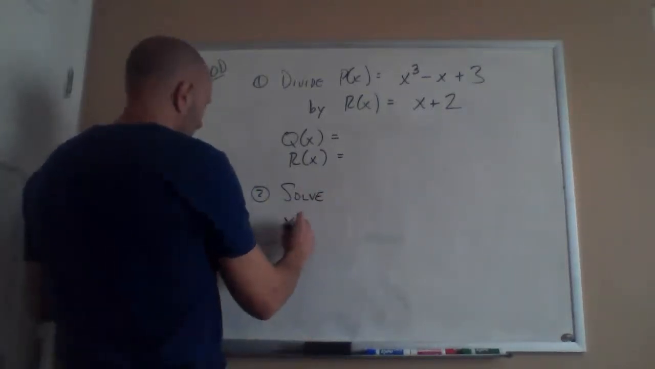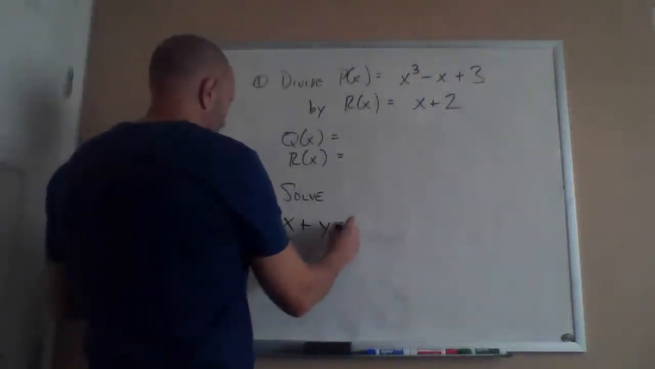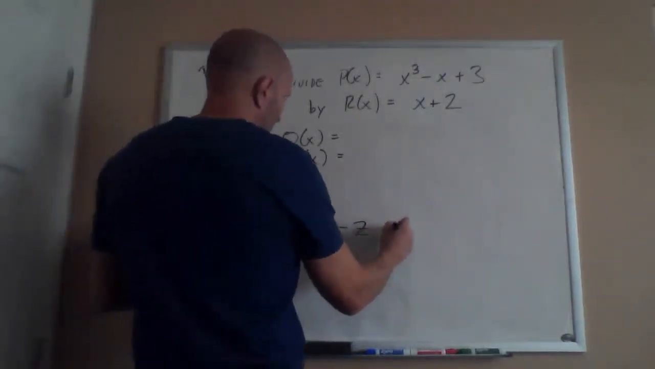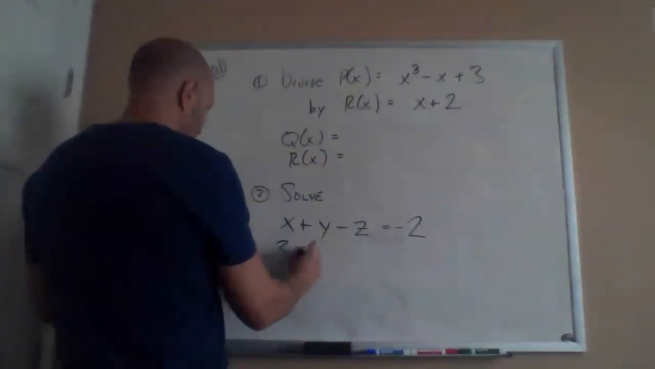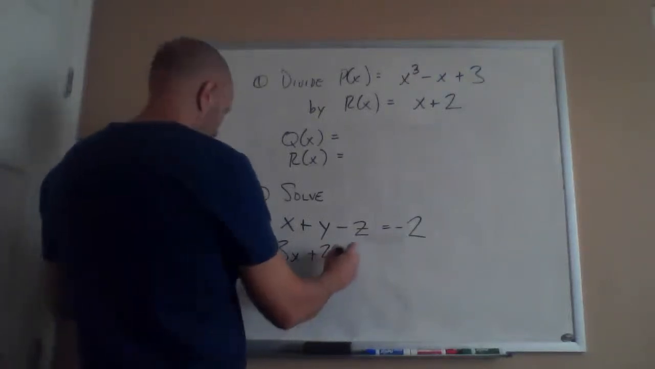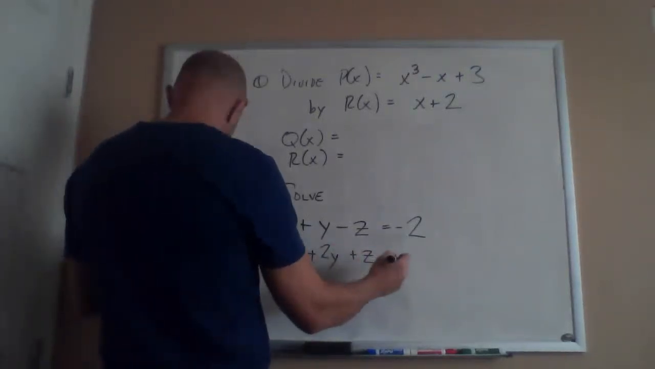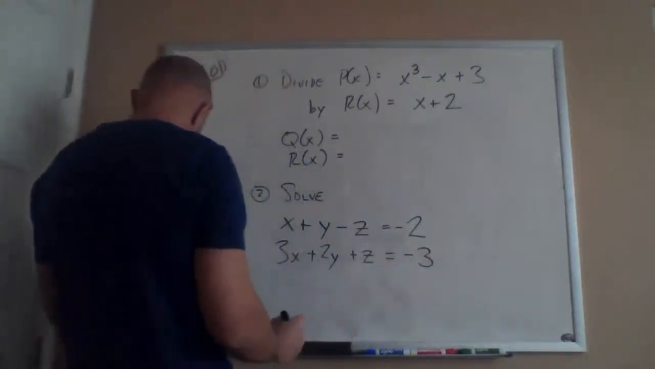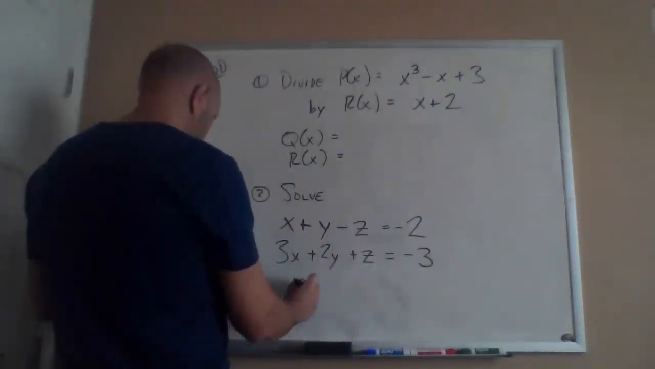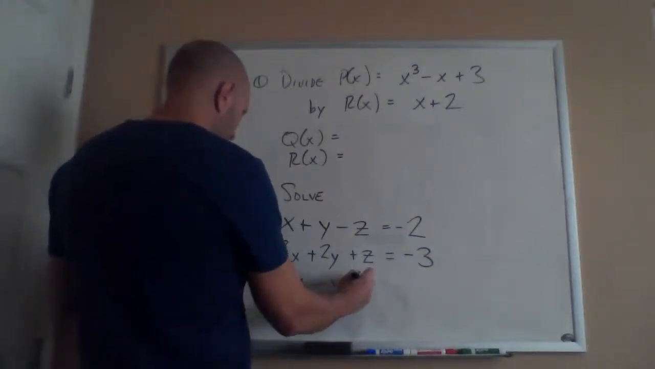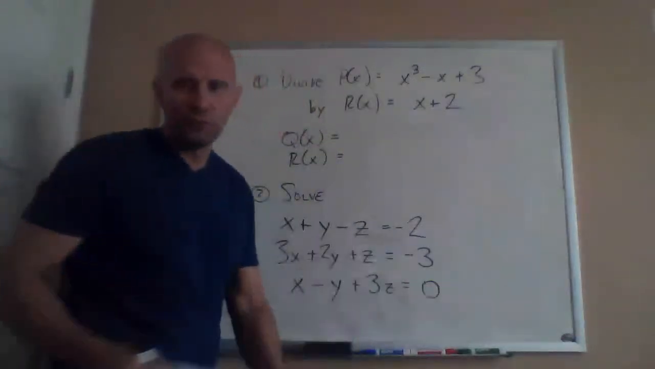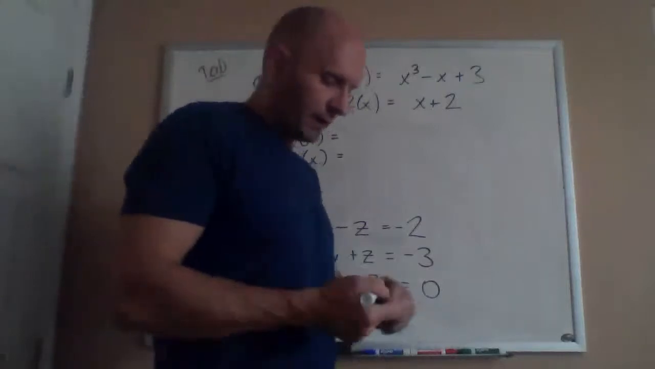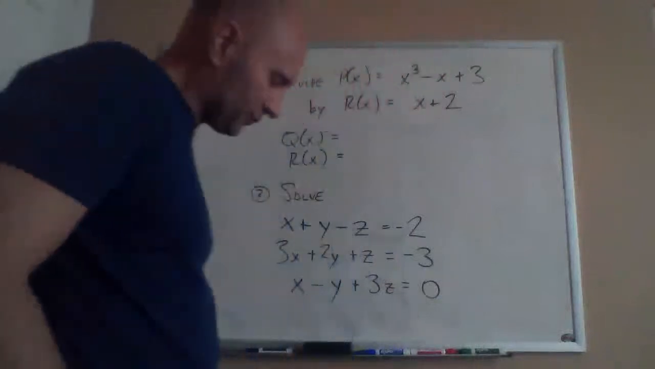Solve: x plus y minus z is -2. 3x plus 2y plus z is equal to -3. And x minus y plus 3z is equal to 0. So go ahead and try those two. Again, once you're done, let me know you're done and I'll put the answers up for you guys.